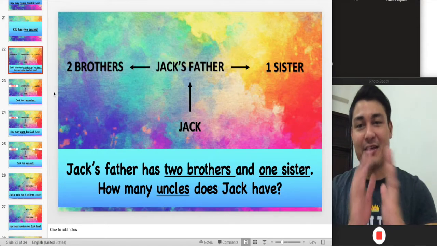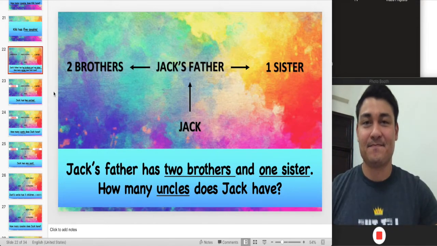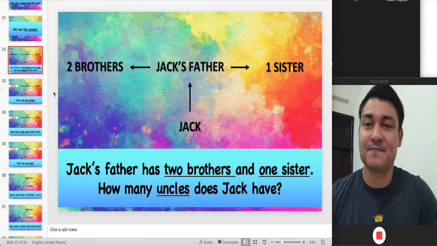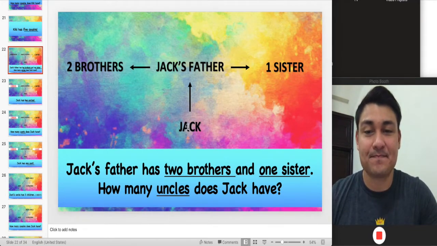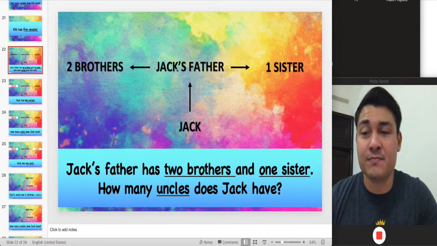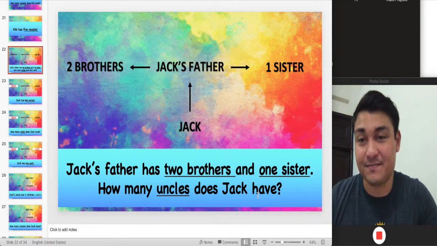Okay, let me explain. It's not too hard. So, we have Jack and Jack's father. Jack's father has 2 brothers and 1 sister. So Jack's father has 2 brothers, and Jack's father has 1 sister, okay? How many uncles does Jack have?